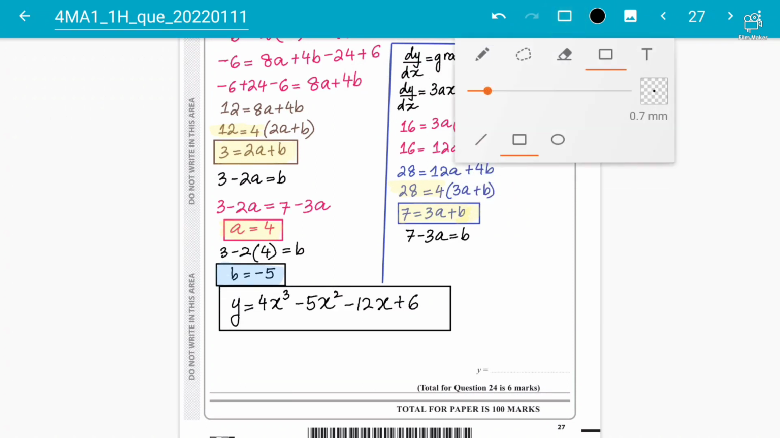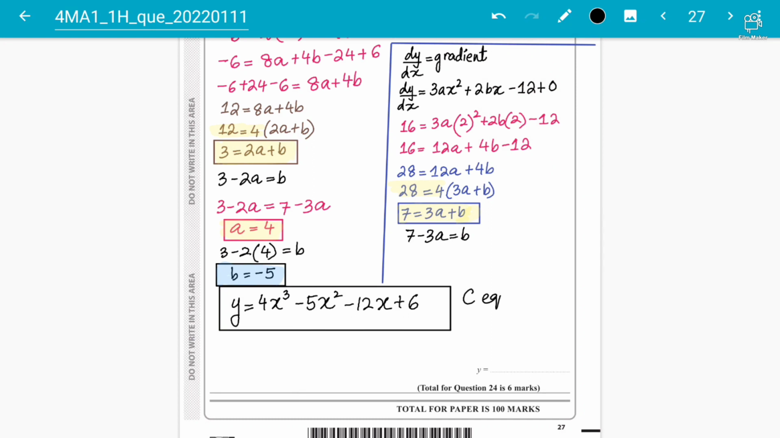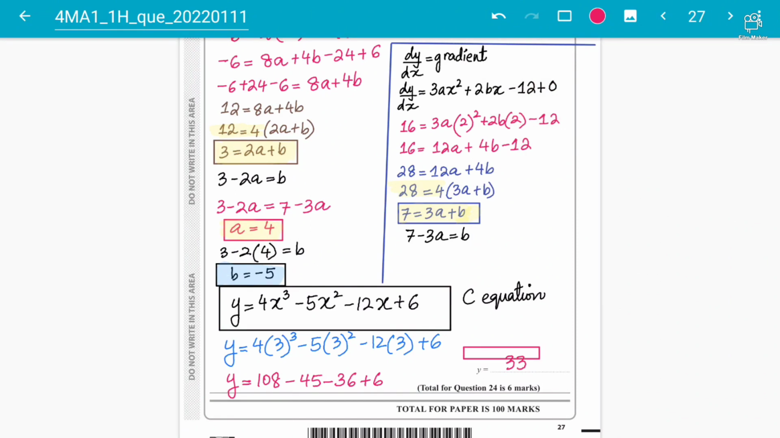Now this is the curve equation C, and that's what they're asking as well: when the x value is 3, what is the y value? So you can simply plug in the value, and the y value will come itself. So here we go, just multiply and get the answer. 3 squared is 9, 9 times 3 is 27, 27 times 4 is 108. Then 3 squared is 9, 9 times 5 is 45, 3 times 12 is 36, and plus 6. So 108 minus 45 minus 36 plus 6. I am getting y equal to 33. This answer matches the marking scheme as well, students.